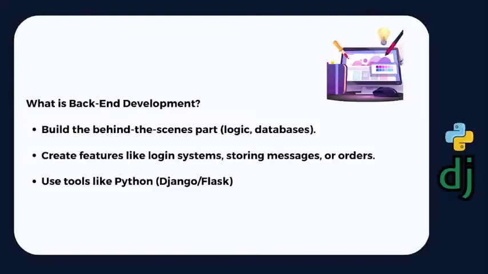An ordering system means, if there is a website for hotel management and the customer orders food, for example on Swiggy, that order will go to the hotel, the hotel will prepare your food, and after that the delivery boy takes that order. These processes are called the backend.